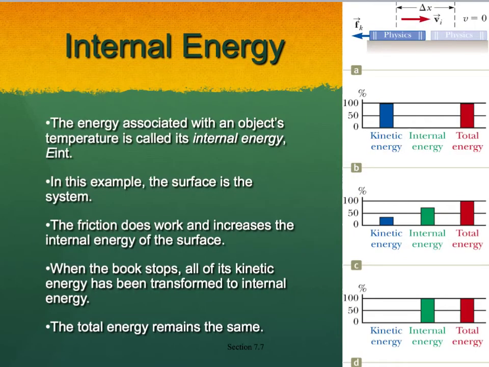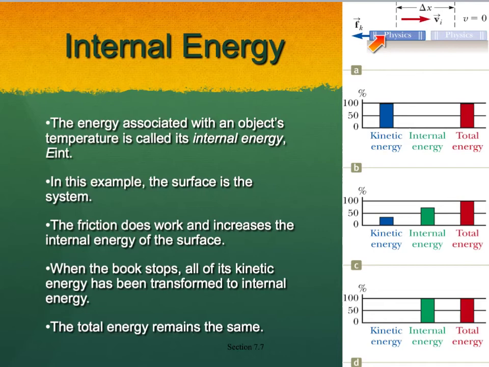All right, guys, so one of the last types of energy that we're going to talk about is called internal energy. Internal energy is just the energy that's associated with an object's temperature. Now, let's just imagine that we have a book that we have accelerated by our hand. And we have our little physics book here. We've accelerated this book just with our hand by some outside force.